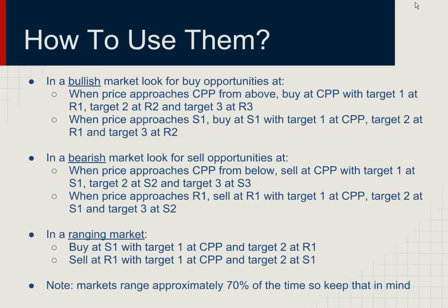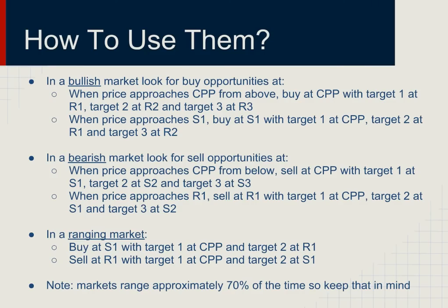When price approaches, so say we've started the day above the central pivot point and we've moved up to R1, and you're expecting the market to move down, this would be a perfect high probability trade to sell. So sell at R1 with the first target at the central pivot point, and target 2 at S1, and so on. So basically what you're doing is trading between the price levels, so central pivot point to R1 or central pivot point to S1, and so on, S1 to S2, S2 to S3, and so on.